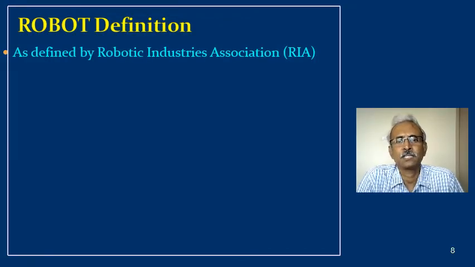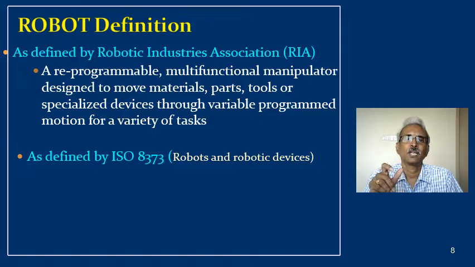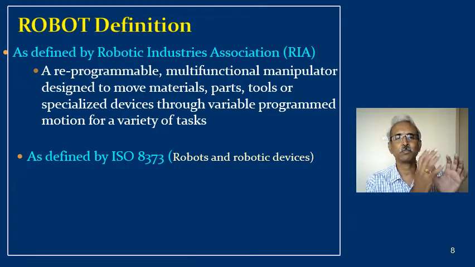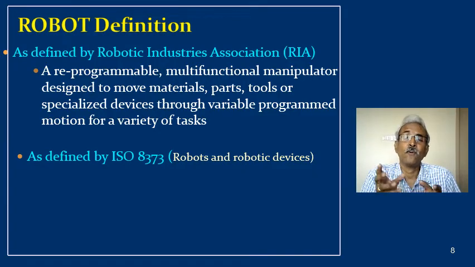Of course, we have the Robotic Industries Association, and they have defined a robot as a reprogrammable, I mean, in a CNC machine also we now load different programs, a reprogrammable, multifunctional. So that's a key word there. You cannot buy a robot and say that it will do only this particular job. It must be able to do multiple functions. So a multifunctional manipulator designed to move materials, could be raw materials, could be parts, or tools, or any specialized devices through variable programmed motion for a variety of tasks.